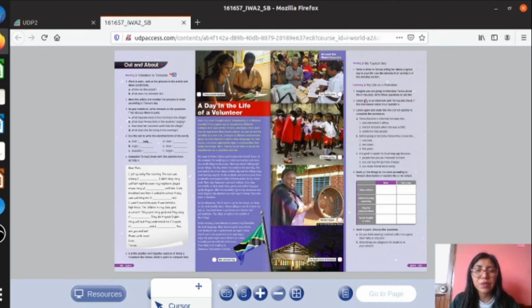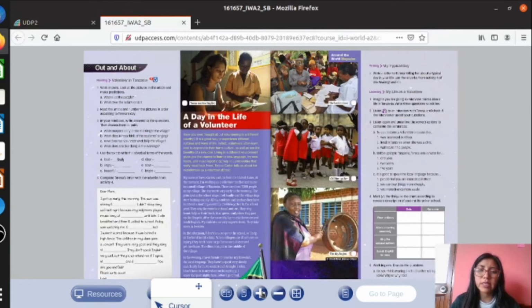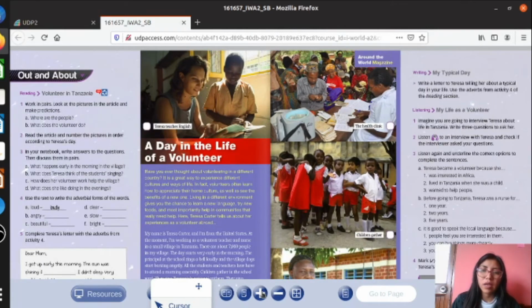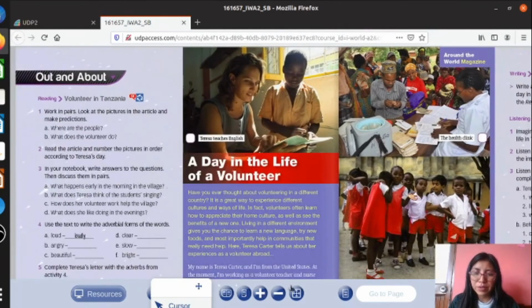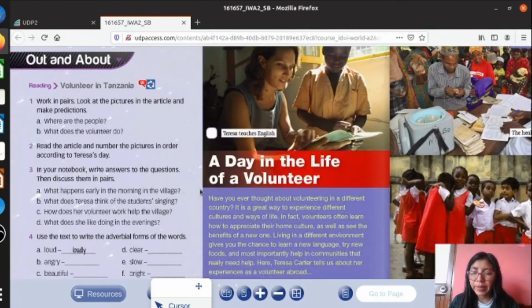So that is the correct order of the images, okay? So pay attention. 1, 2, 3, 4, 5, and 6. Okay, that is the correct order. We are going to do the exercise number 3. Pay attention.